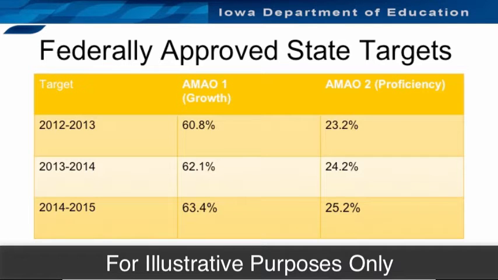This table is included for illustrative purposes only. States are required to establish and communicate targets around each of the AMAOs. Those targets are federally approved and become part of the state's accountability workbook. This table illustrates the last 3 years of approved targets for the state of Iowa. In 2012-13, the AMAO 1 target was 60.8% and the AMAO 2 target was 23.2%. In order to meet AMAO 1 or 2, districts and subgrantees must have met those established targets.